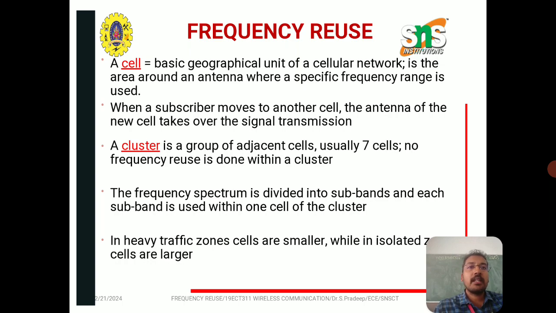What is a cell? A cell is a basic geographical unit of a cellular network, which is the area around an antenna where a specific frequency range is used. When a subscriber moves to another cell, the antenna of the new cell takes over the signal transmission. A cluster is a group of adjacent cells, usually 7 cells, in which no frequency reuse is done within the cluster. The frequency spectrum is divided into subbands and each subband is used within one cell of the cluster. In heavy traffic zones, cells are smaller, while in isolated zones, cells are larger.